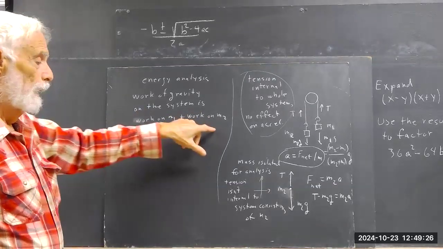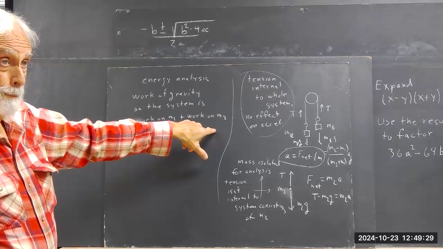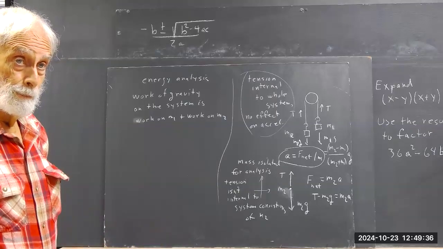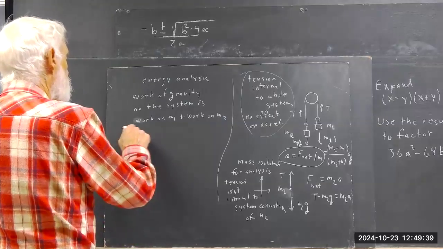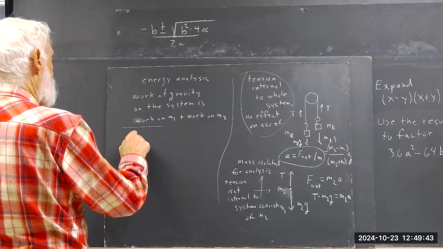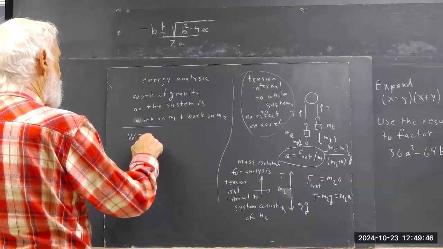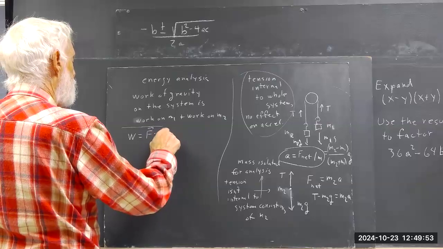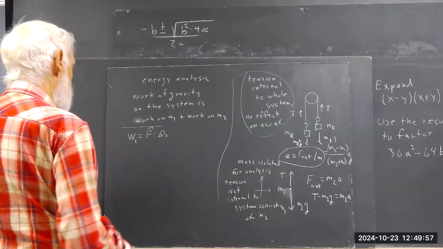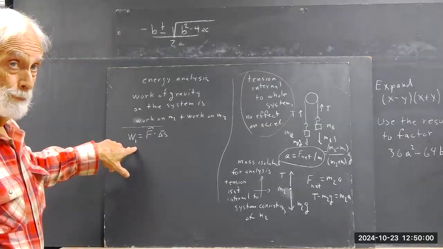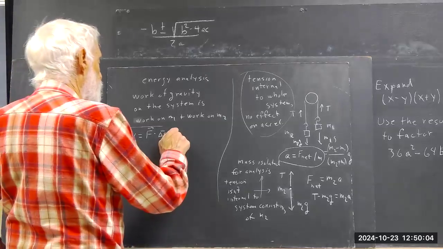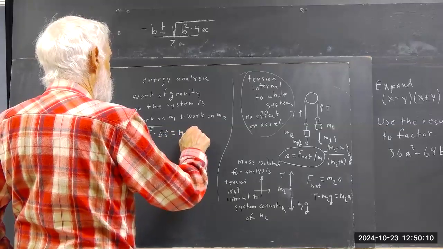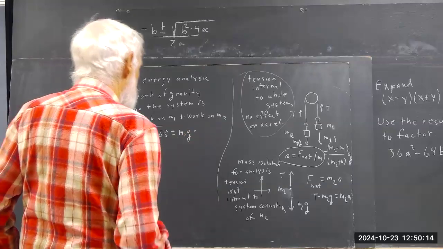My work on M1, I mean the work by gravity on M1, the work by gravity on M2. Okay? That makes sense? Gravity's doing work on this, gravity's doing work on that. I'll say W1 is the work on mass one. Okay. It's M1G.